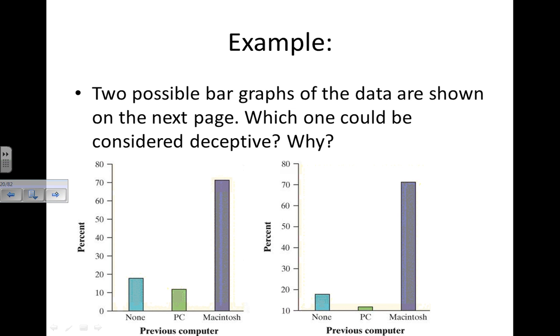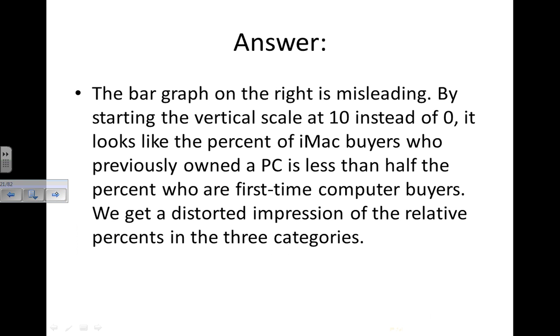All right, two possible bar graphs of data are shown on this page. Which one could be considered deceptive and why? All right, so look over here. This one's 0, 10, 20, 30, 40, 50. This one cut off the bottoms and really just only showed the tops. So the one to the right is going to be misleading.